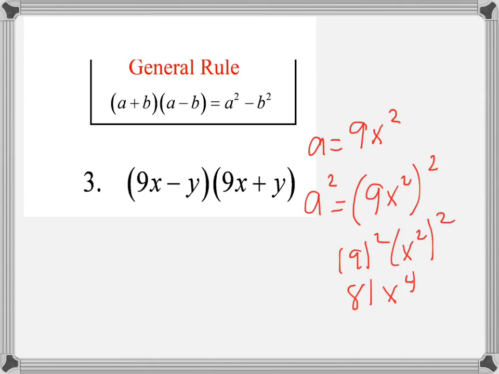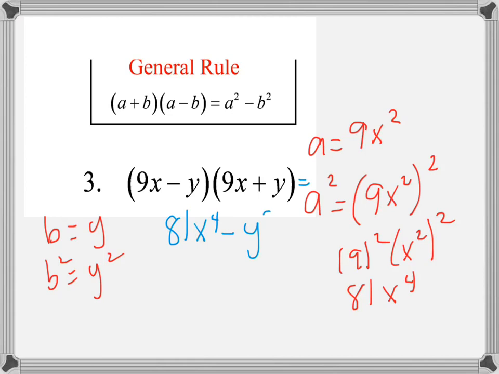Okay, and then b is equal to y, so b squared is equal to y squared. Okay, so here I'll write the answer to this problem in blue. This right here is equal to 81x to the 4th minus y squared. Okay, and that's our shortcut.